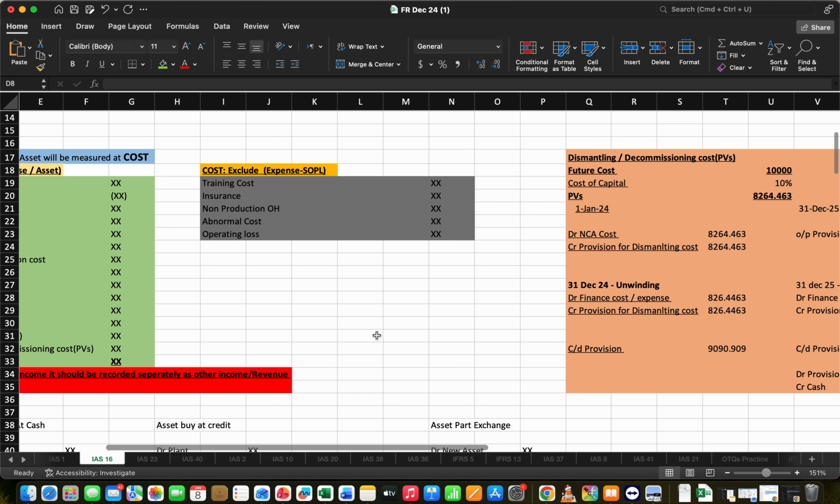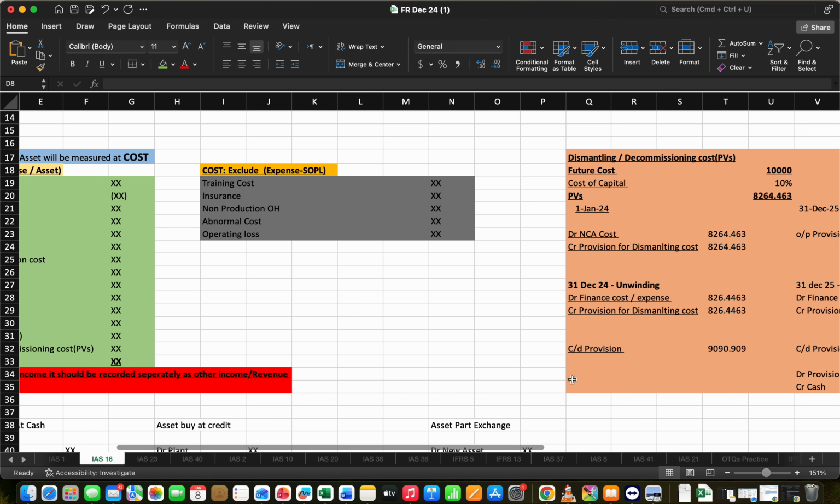What is meant by dismantling cost? Dismantling cost is the estimated cost to dismantle, remove, and restore the site where an asset is located when the entity has a present obligation to do so. Initially, it will be recognized as a provision under IAS 37. The amount capitalized is the present value of the expected dismantling cost.